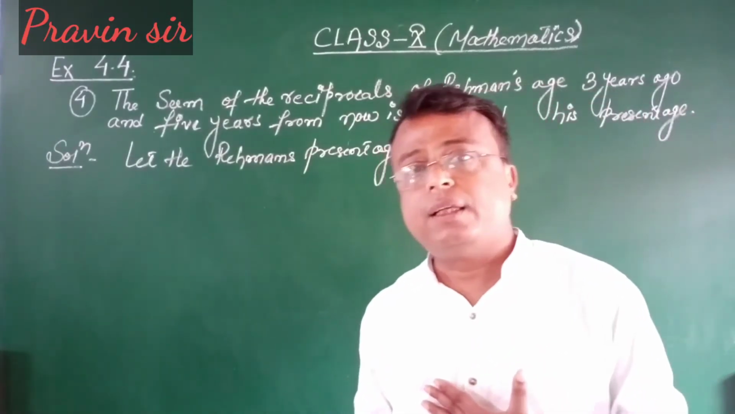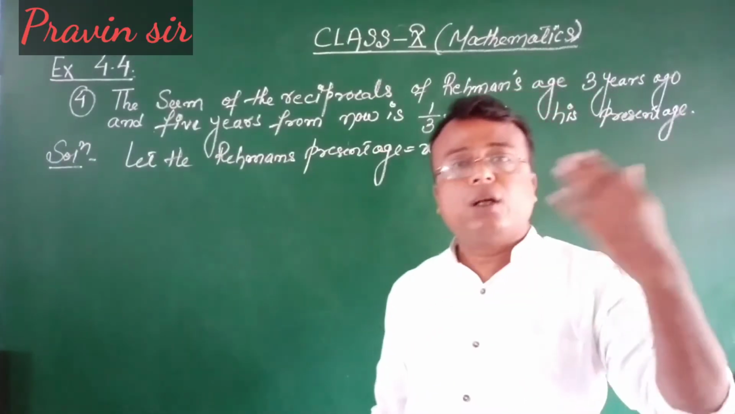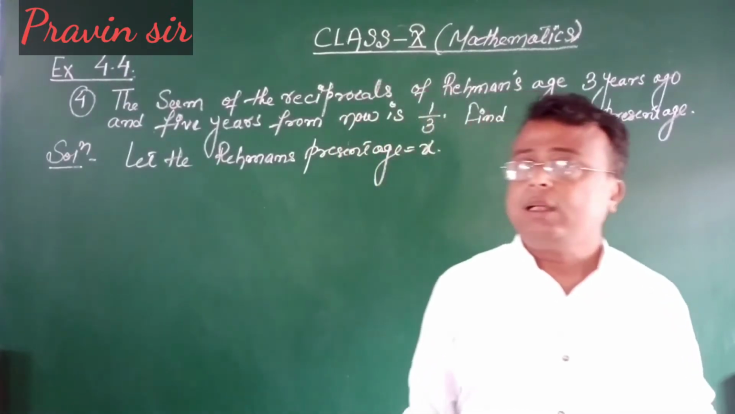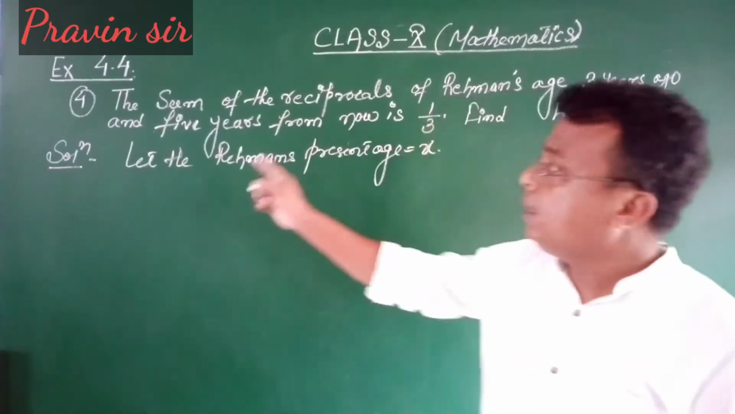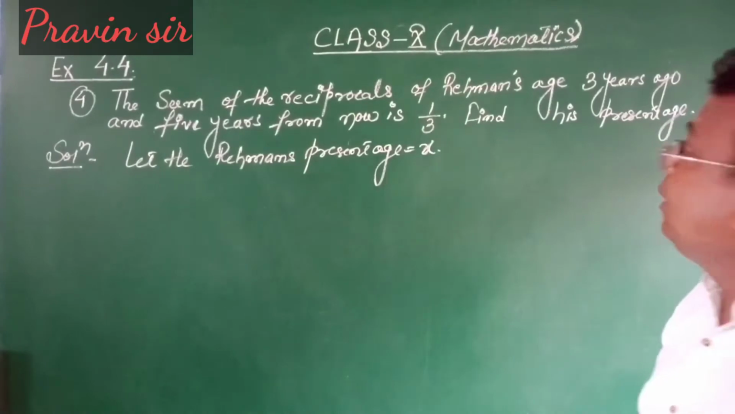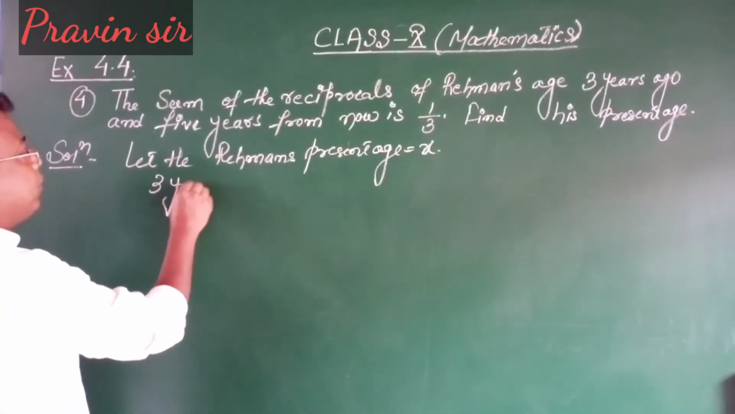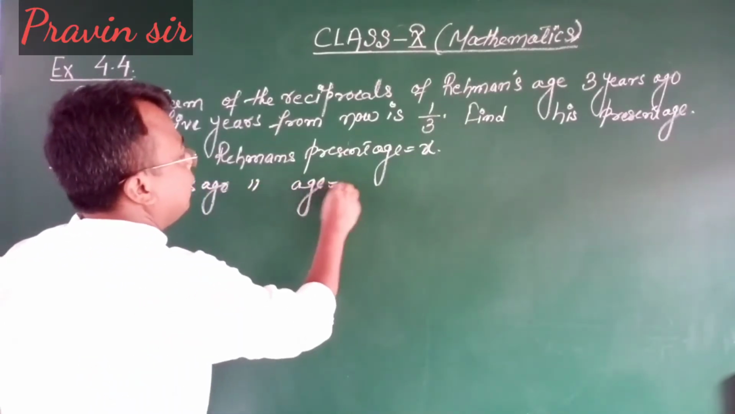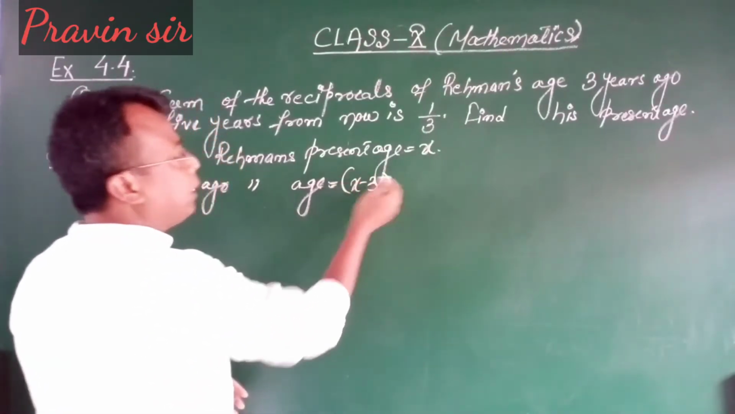Suppose my present age is 40. So 3 years ago what will be my age? 40 minus 3, that is 37. So present age minus 3. Similarly in this question, if Rahman's present age is x, then 3 years ago Rahman's age is x minus 3, meaning present age minus 3.